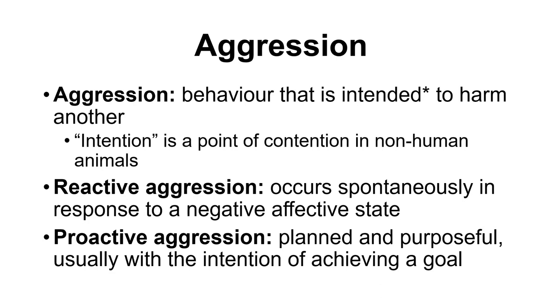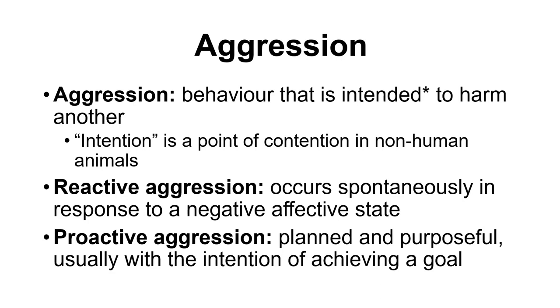We have two separate labels that are fairly important, the one being reactive aggression and the other being proactive aggression, where reactive aggression is unsurprisingly in reaction to some other event. So this is going to be some kind of spontaneous response to a negative affective state. So something has set you off and you're going to lash out because of that. So this could be that maybe somebody shoves you and you shove them back, or somebody's shouting at you so you yell back at them. So this is something where you are reacting to some existing state.